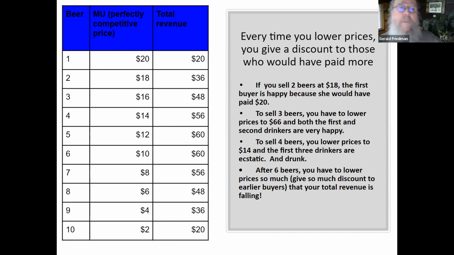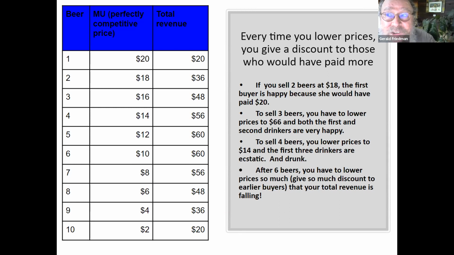Then you think, okay, I'll make up for it on the next one. You lower your price to $14. Now you can sell 4 beers. You think, okay, I'm doing great. $56 total revenue. So wait a second, you only got $8 in more revenue. You thought you were doing so well. By the time you get to 6 beers, you're getting $60 total revenue, which is only the same as you had on the 5 beers.